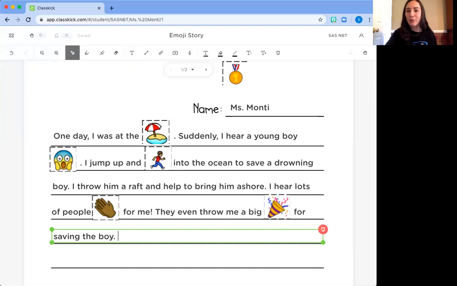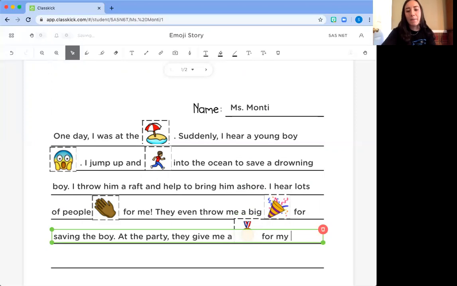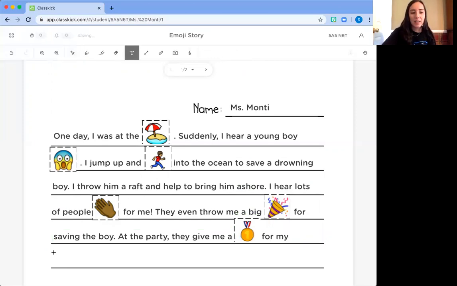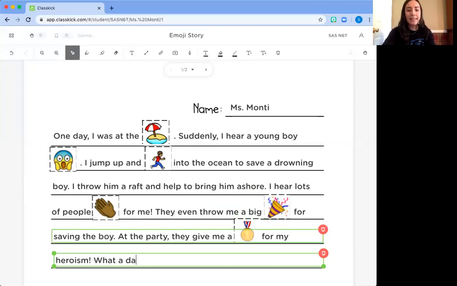And now I have my gold medal. I'm going to say, at the party, they gave me a gold medal for my heroism. At the party, they give me a gold medal for my heroism. And heroism is just a fancy word for when you act like a hero. I'm going to put an exclamation point to end my story. And I'm going to say, what a day, as a closing sentence, because that sounds like a pretty crazy and incredible day.